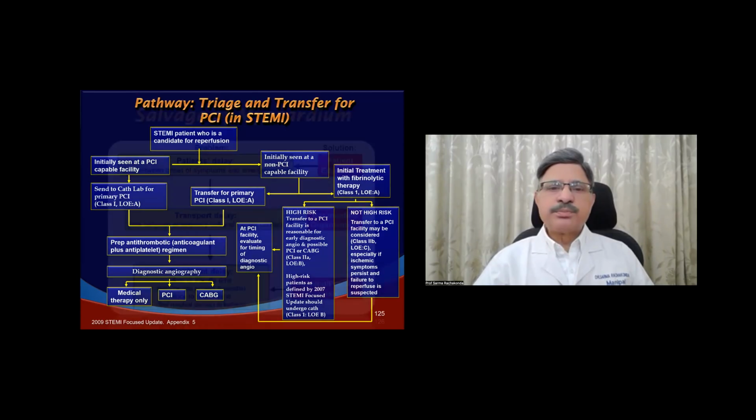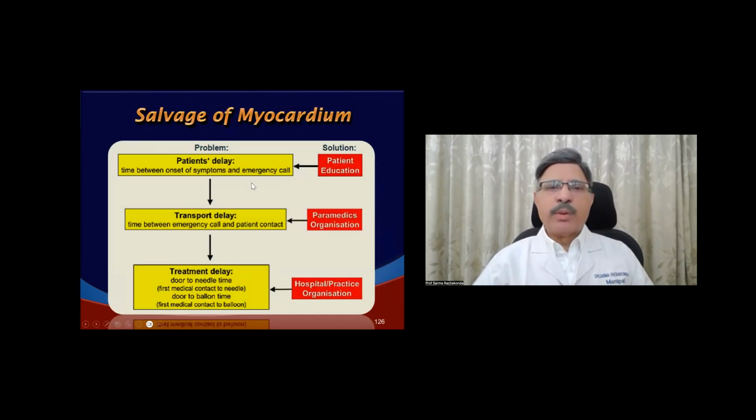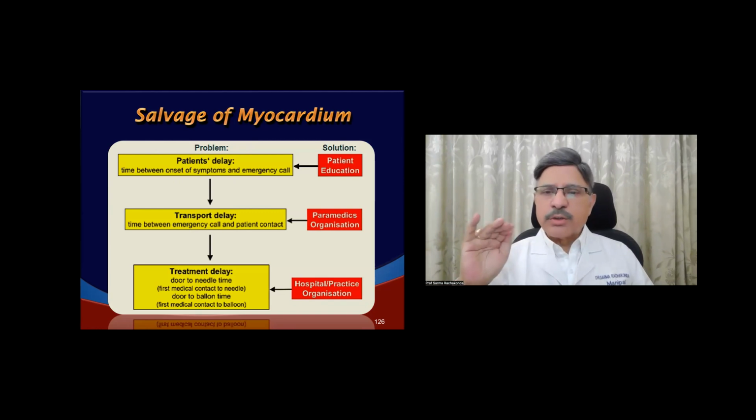Now, salvage problems. What are the salvage problems? Patient delay: time between the onset of symptoms and emergency call. How do I overcome that? Educate the patient. What do I do? Any chest pain, don't dub it as gas trouble. Take 325 milligrams of aspirin. Immediately call for the ambulance. This education must be given.